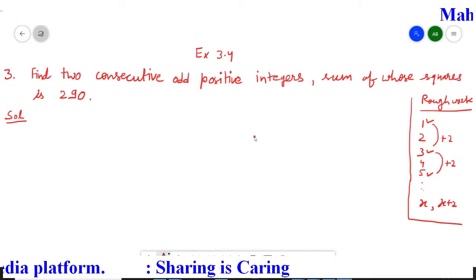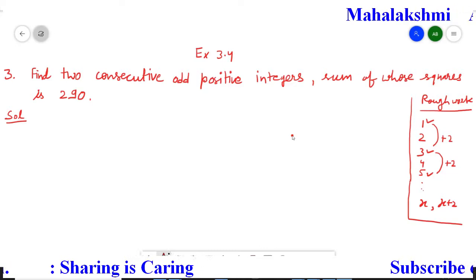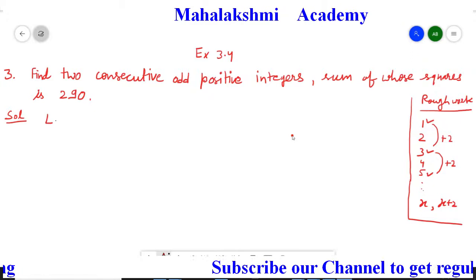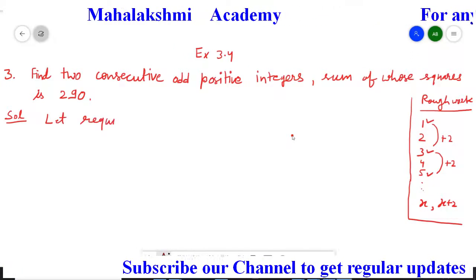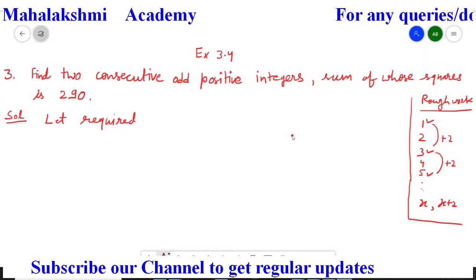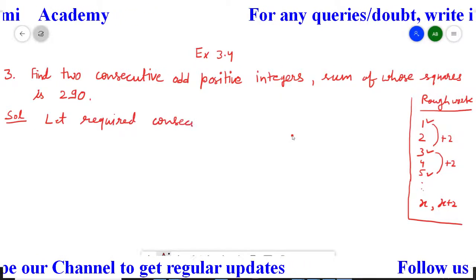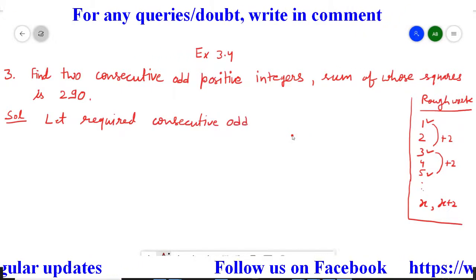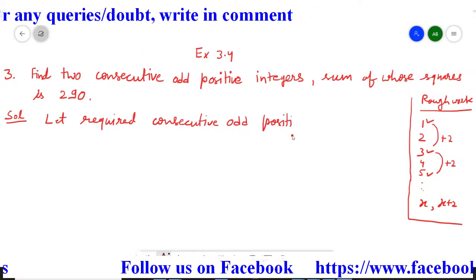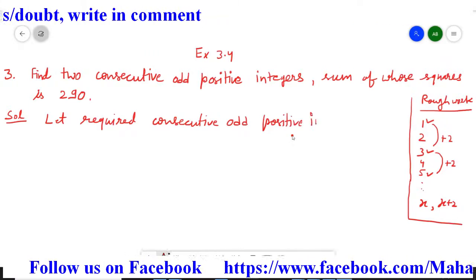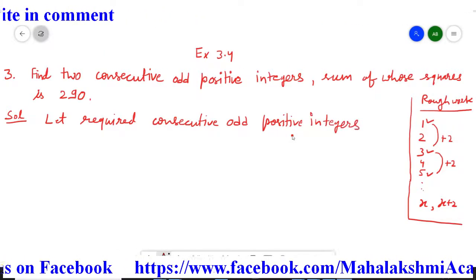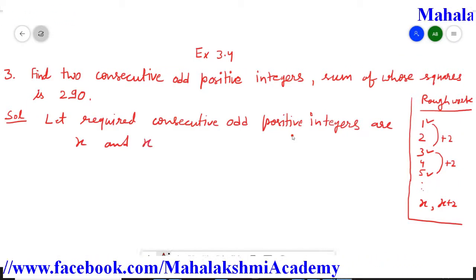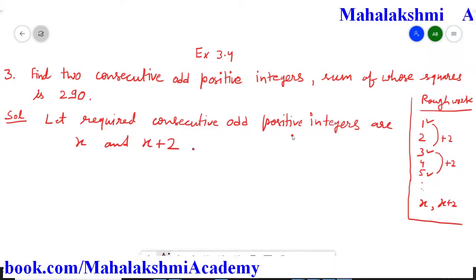So we will start to write the assumption. We will assume the consecutive odd integers as x and x plus 2. So we will write here: let the required consecutive positive integers be x and x plus 2. So this is our assumption.